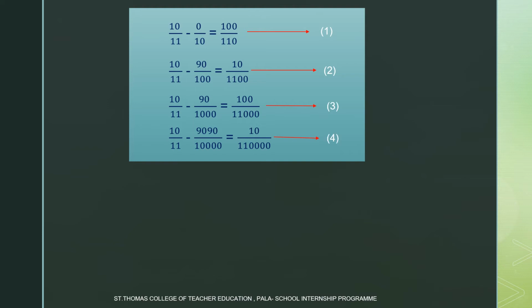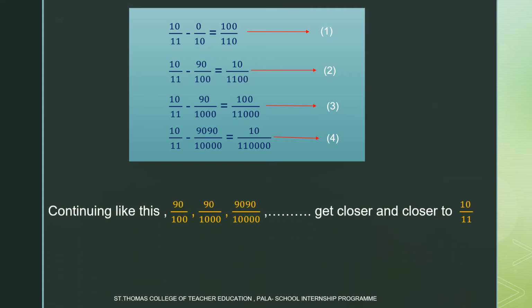Now go through this very carefully and tell me your observation. We have done this so many times and this is a very easy task for you. Yes, continuing like this, what we can say? 0 by 10, 90 by 100, 90 by 1000, 9090 by 10,000 etc. get closer and closer to 10 by 11, isn't it?